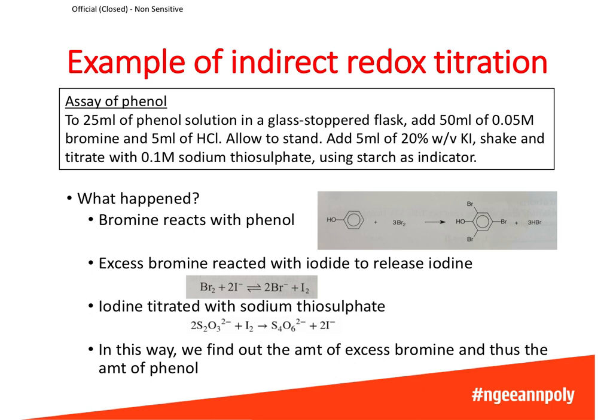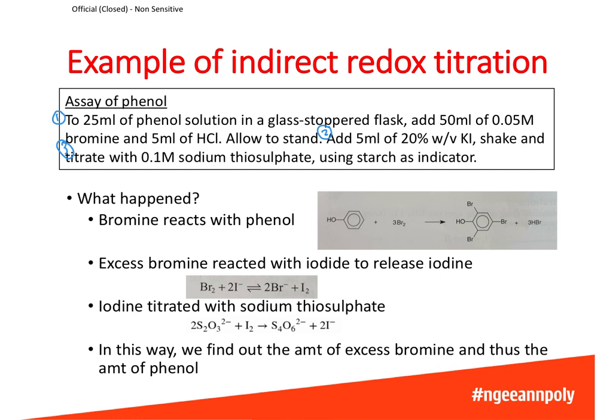Now let's take a look at an example of an indirect redox titration. For this, let's look at the assay of phenol. In the first step, to 25 ml of phenol solution, add 50 ml of bromine and 5 ml of HCl, allow to stand. Then in the second step, 5 ml of potassium iodide is added, shaken, and thirdly, the solution is titrated with 0.1 molar sodium thiosulfate using starch as an indicator.